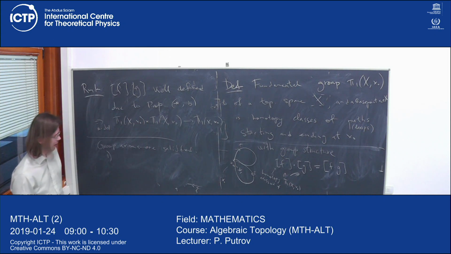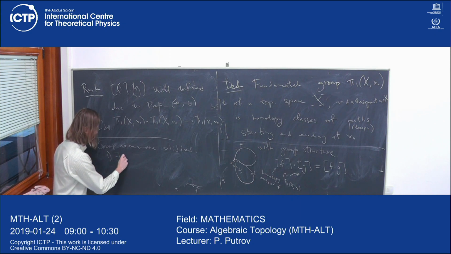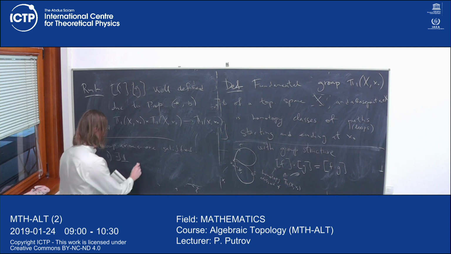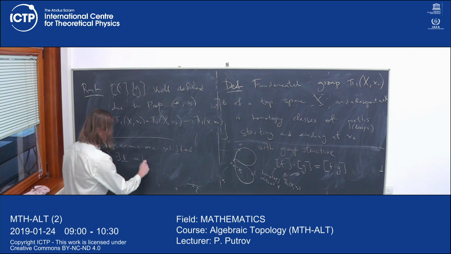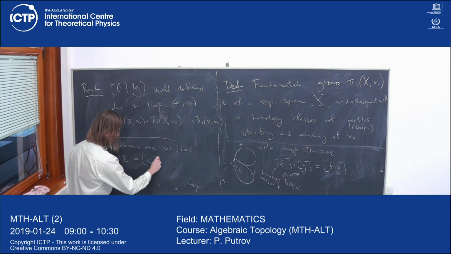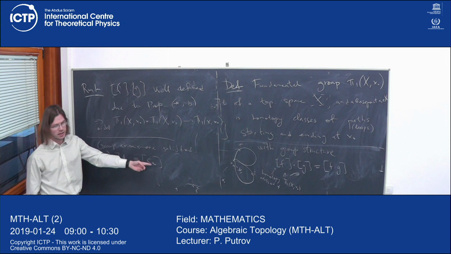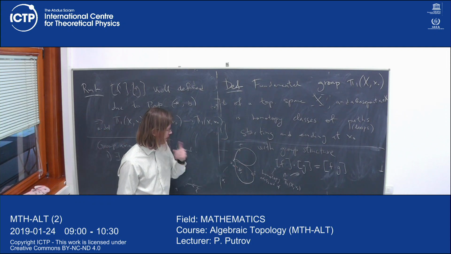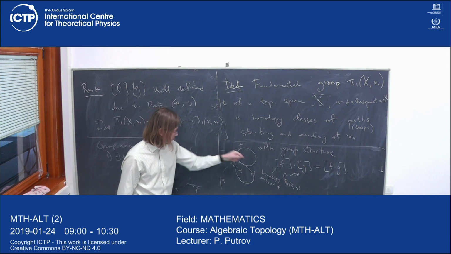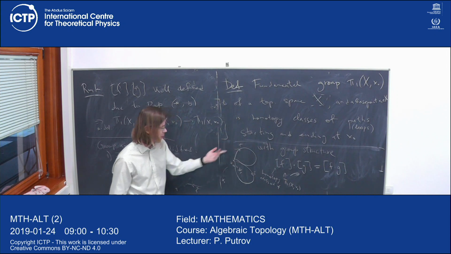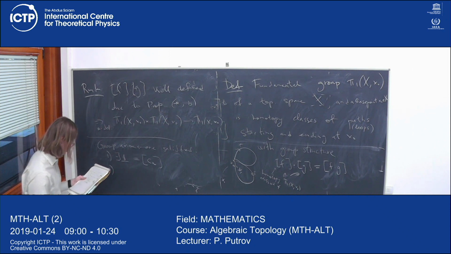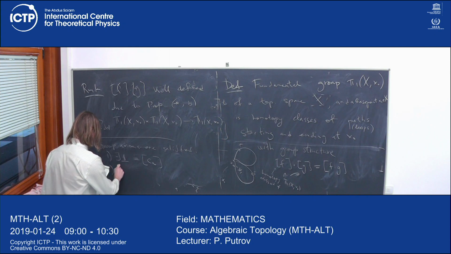So first group axiom is the existence of identity. And this is indeed true because identity can be realized as the homotopy class of a constant map staying at x0. If you combine a map with some constant map, it will be of the same homotopy class.